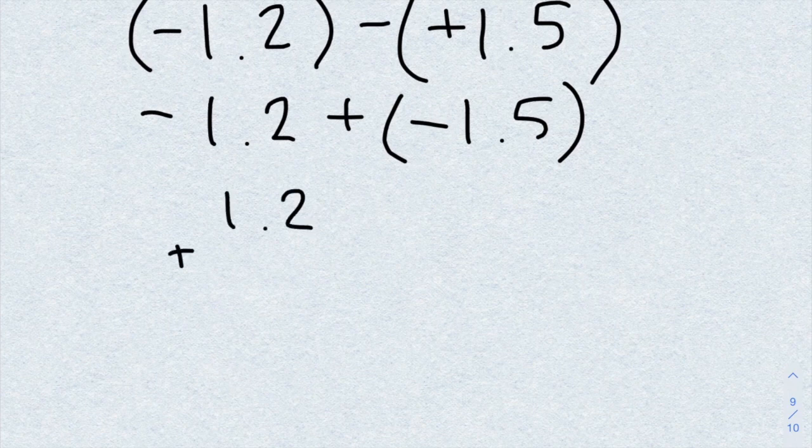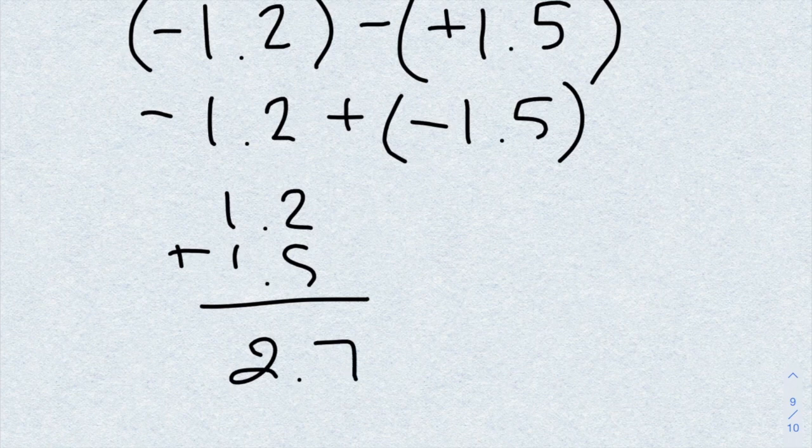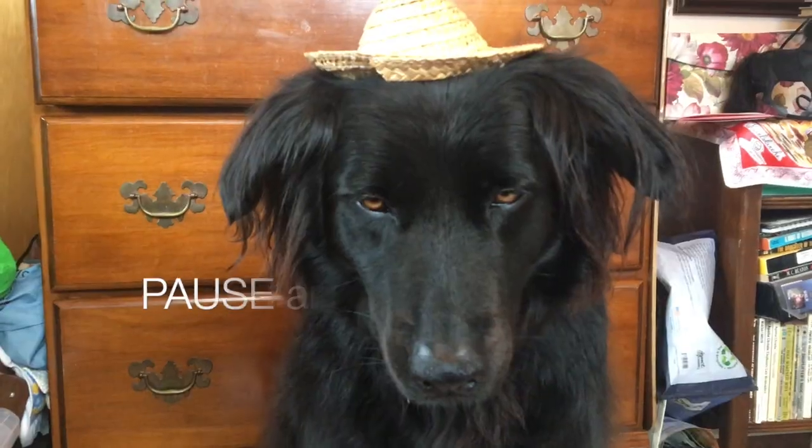add 1.2 plus 1.5, and that gives me 2.7. Am I done yet? You should say no, because I'm adding two negative numbers. That means that I have to put a negative at the beginning, so the sign's the same, and I circle my answer.